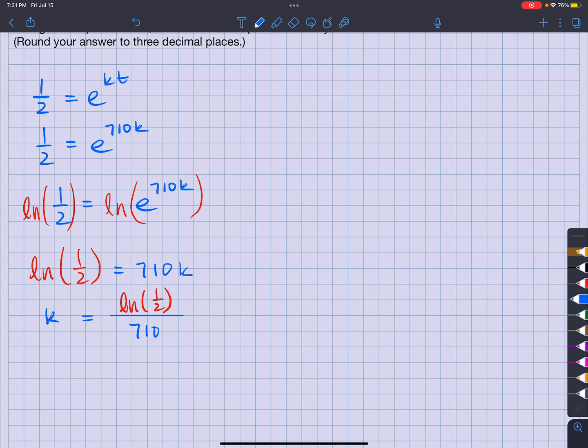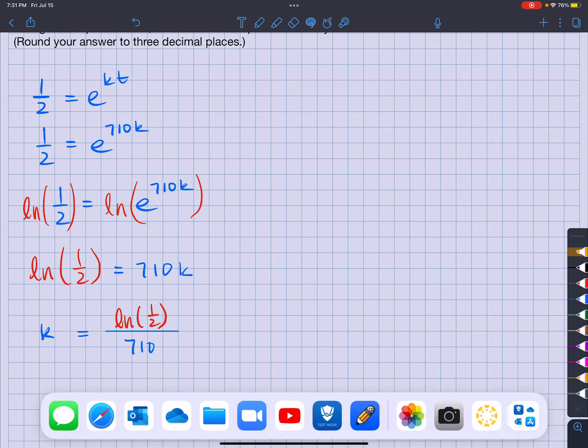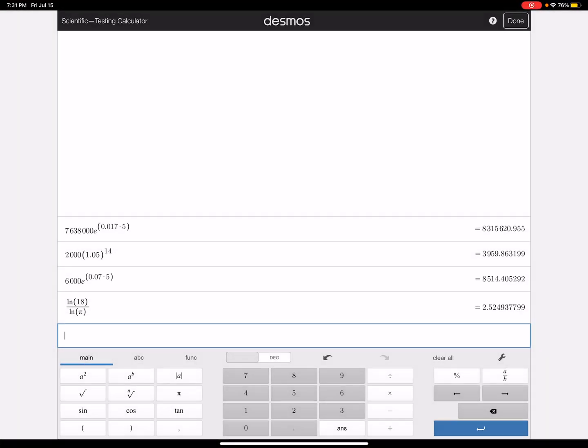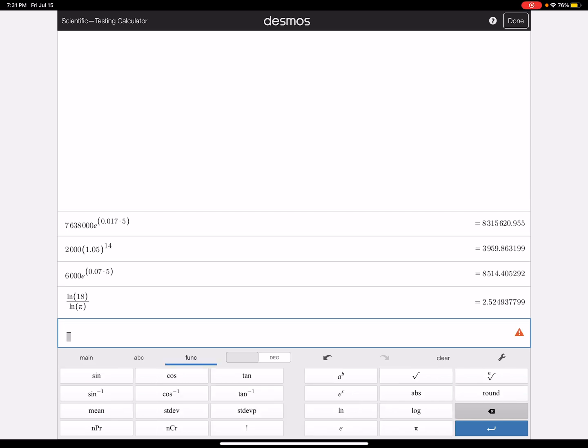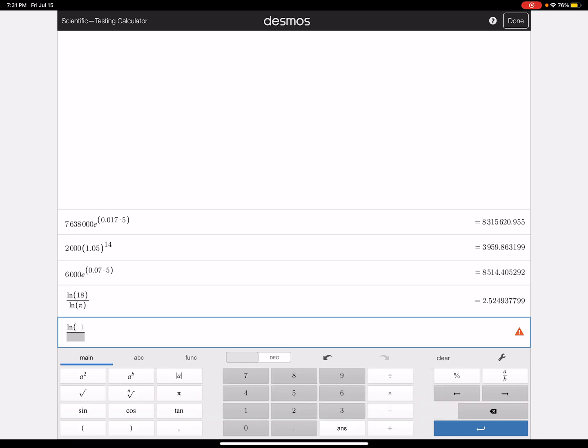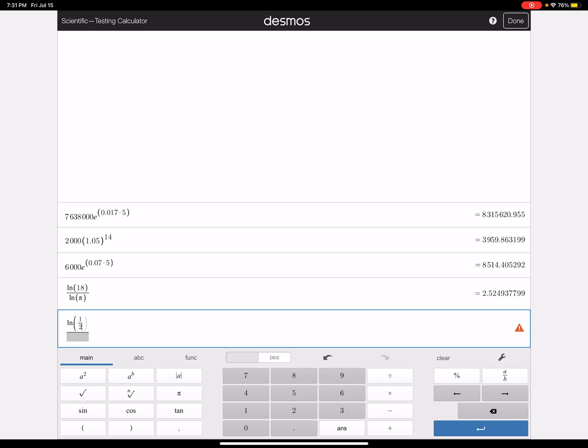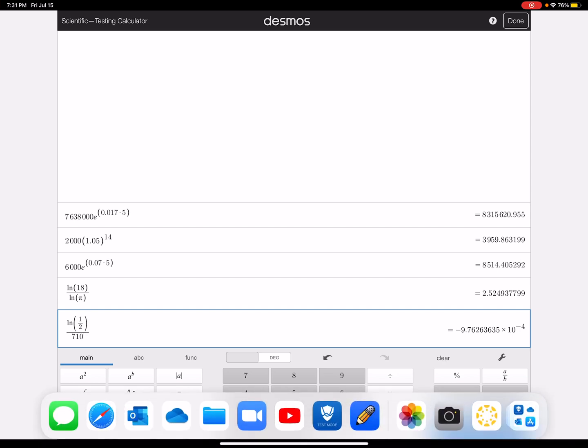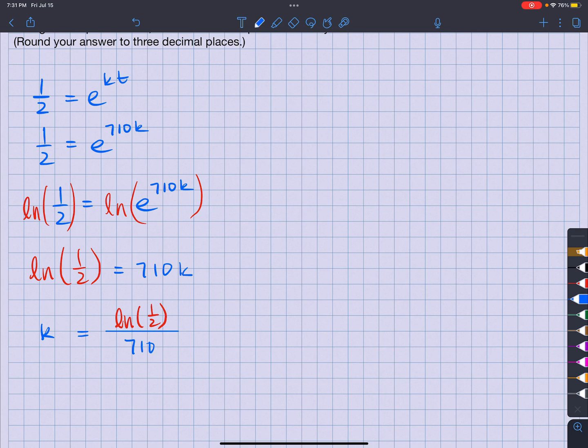Now my suggestion is I'm going to leave this as is, actually. But let's see what that looks like in the calculator. So we have a fraction. The top is the ln of 1 divided by 2, and the bottom is divided by 710. And I have that right there, negative 9.76 times 10 to the negative 4th.